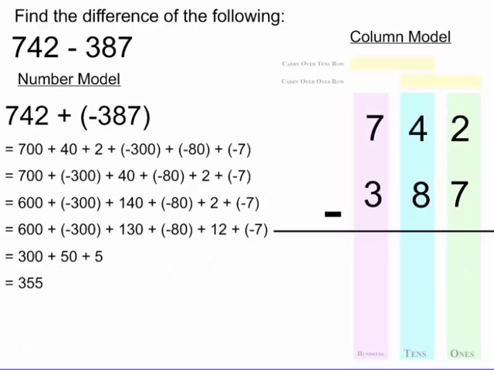Let's try some really big numbers, and we'll start to see why the column model can be a very valuable tool for us to have. I have the number model here broken up into 100s, 10s, and 1s. I've moved some terms around. You can see there's quite a bit of writing there. And again, I'm going to highlight a few key parts in the third last line. The total we get is 355.